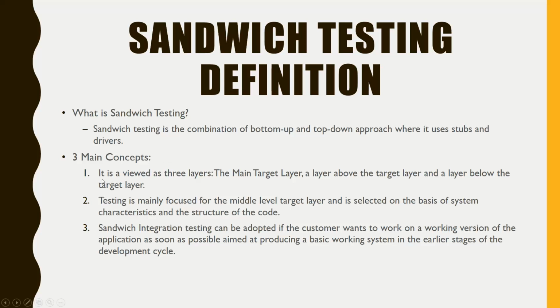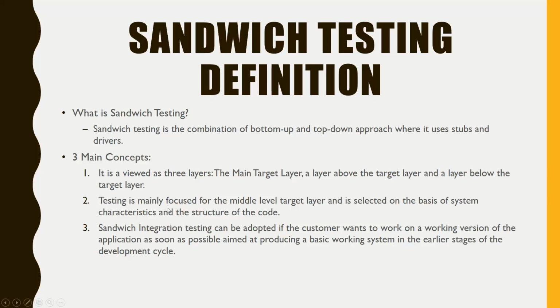Three main concepts. Number one, it is viewed as three layers. The main target layer, that's the first layer. The second layer is going to be a layer above the target layer, which essentially is the middle layer. The third layer is going to be a layer below the target layer, the bottom layer or the third layer. Very similar to the three-tier architecture design.